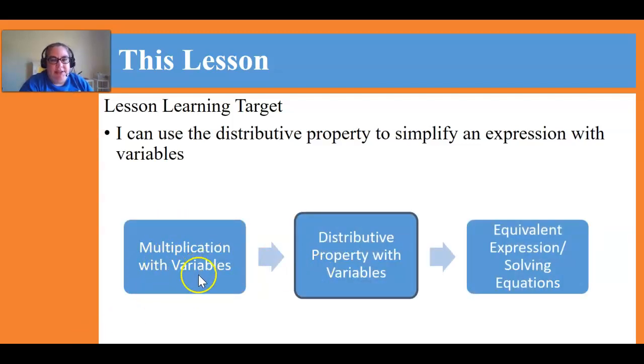Before mastering this lesson, you should be very comfortable with multiplication with variables in general. And we need to use distributive property with variables when we look for equivalent expressions and again when we start solving equations.